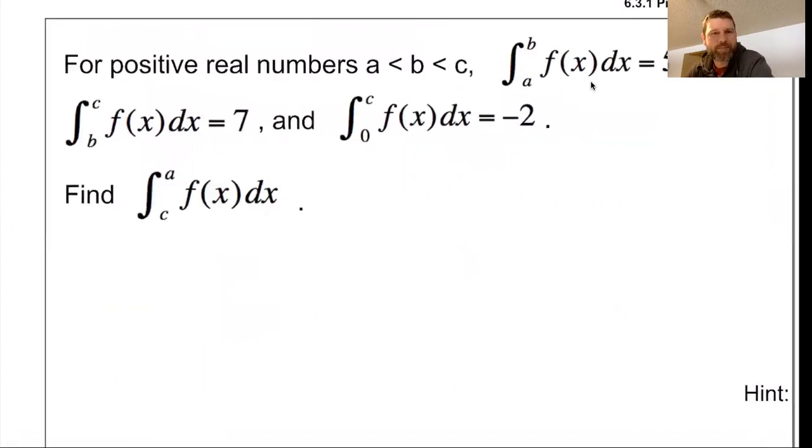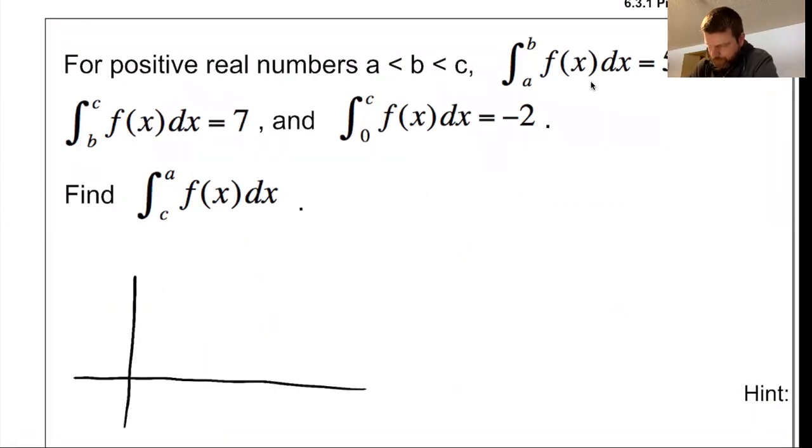Another question. Let's try this one out. For positive numbers a less than b less than c, they gave me a bunch of data again. Again, drawing this out might help you figure it out. All right. So I've got some a, which is less than some b, which is less than some c. I don't know where they are, but I'm going to put them here, a, b, and c.